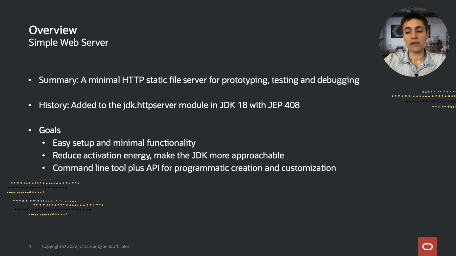In terms of goals, there's three ones. We wanted the simple web server to be as easy as possible to use, and that's the reason for its minimal functionality. Behind that, there's a wider goal, and that is to make the JDK more accessible with an out-of-the-box tool, where you can really just use one command on the command line and you're ready to go. And then while we have this command line tool, which is at the focus of this project, we also have an API that complements it and that allows you to use the components of the simple server and to customize them even further.